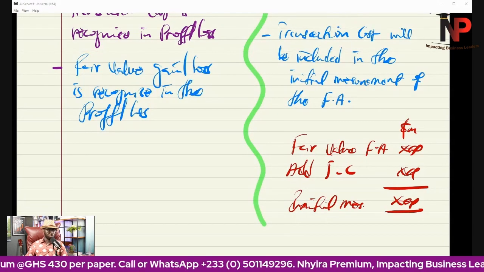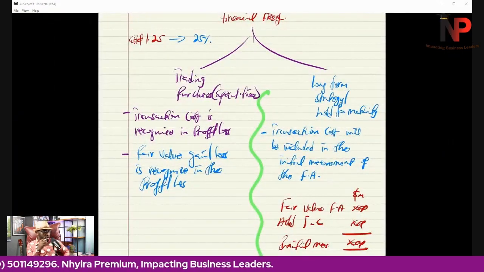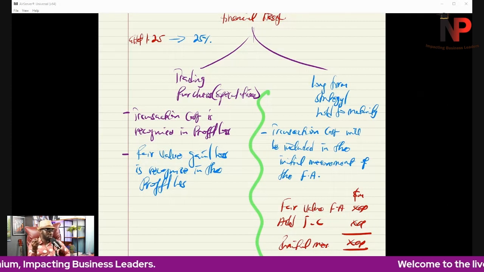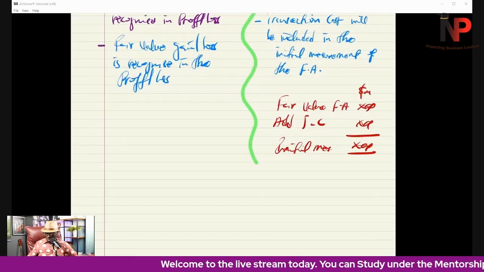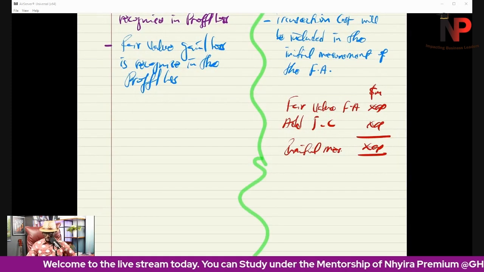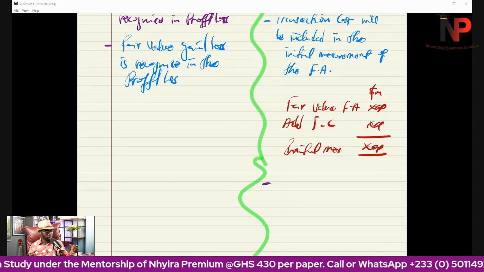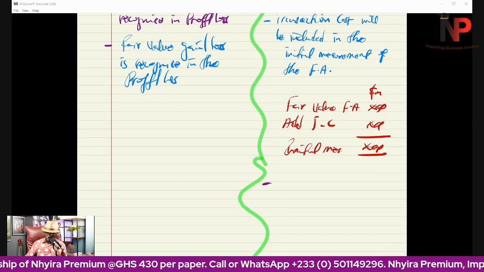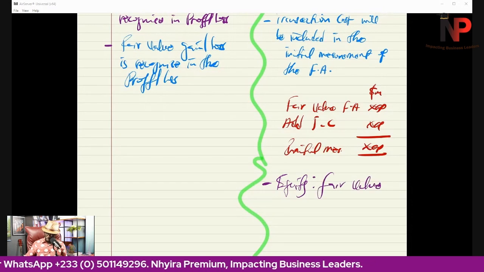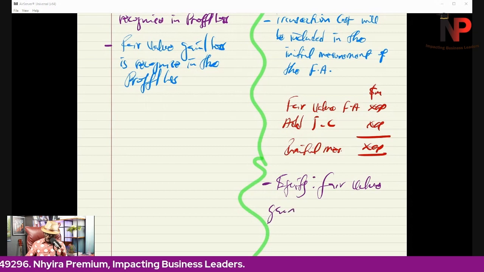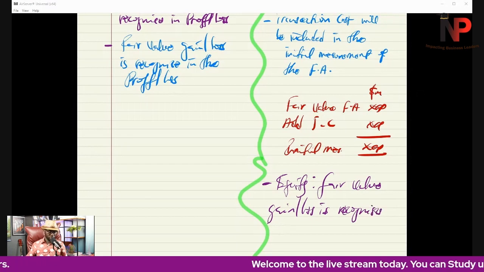Whether it's a debt instrument or an equity instrument, the transaction cost is added as far as the entity is acquiring that not for speculative purposes, but as part of its long-term strategy, and most importantly, they want to hold to maturity. In that case, on subsequent measurements, if it is an equity instrument, then fair value gain or loss is recognized in the OCI.